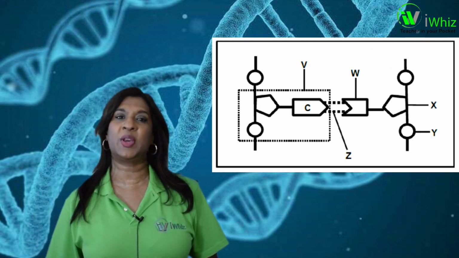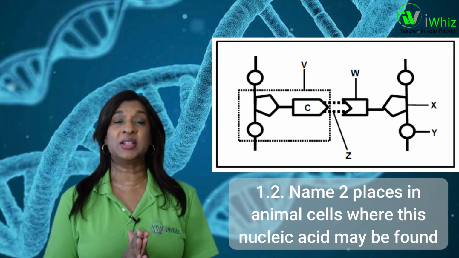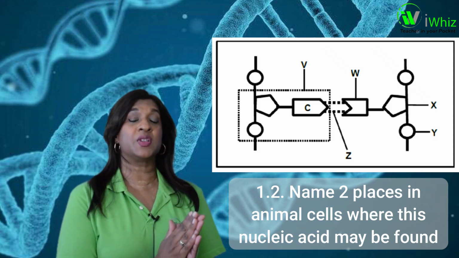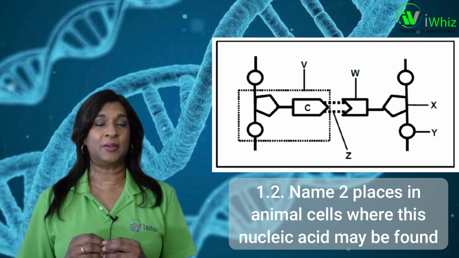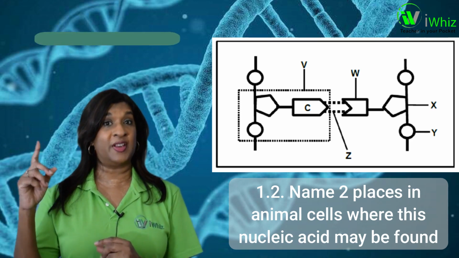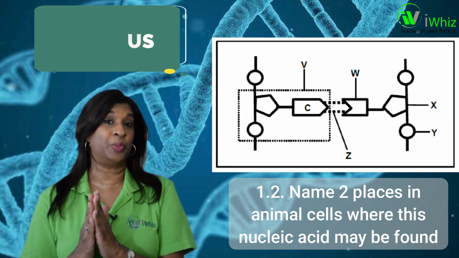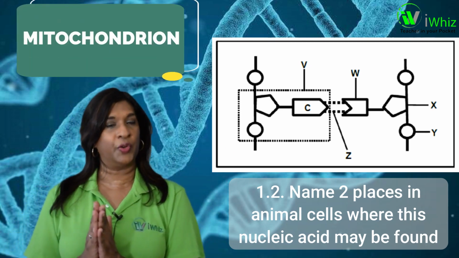Let's look at our next question. Name two places in animal cells where this nucleic acid may be found. So where is DNA found in an animal cell? One should be obvious, it's in the nucleus. And what's another place it could be found in? The organelle we call the mitochondrion.